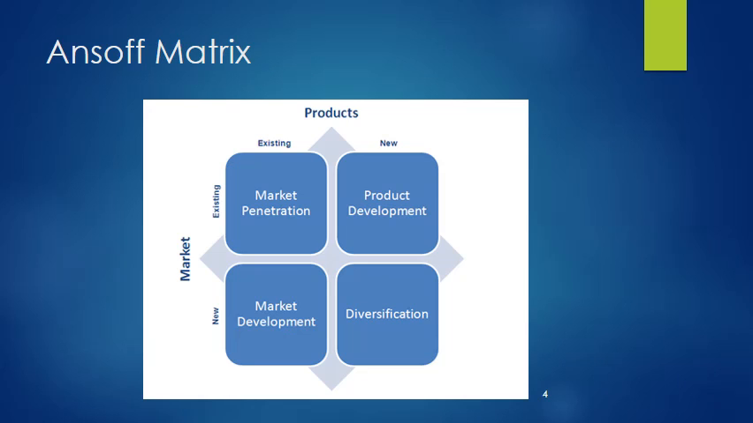This is the Ansoff matrix. There are 4 parts to it. First is market penetration, then product development, then market development, and then diversification. So now what the firm can do is take its product and define what the product is. Either it's a new product or an existing product, and then it can also see whether it is a new market or an existing market. And then by placing this product on this table, it can devise a strategy accordingly.